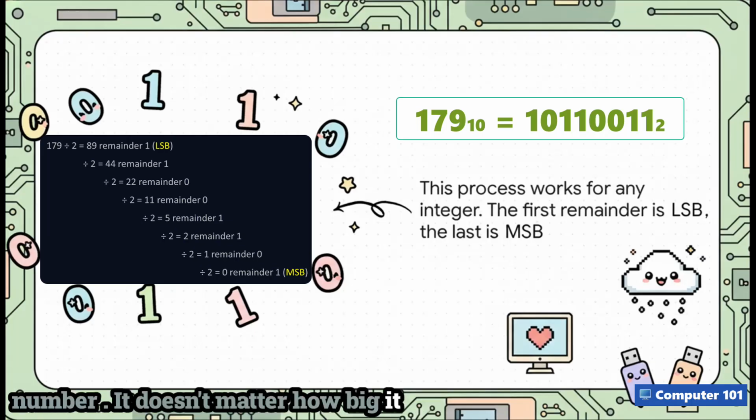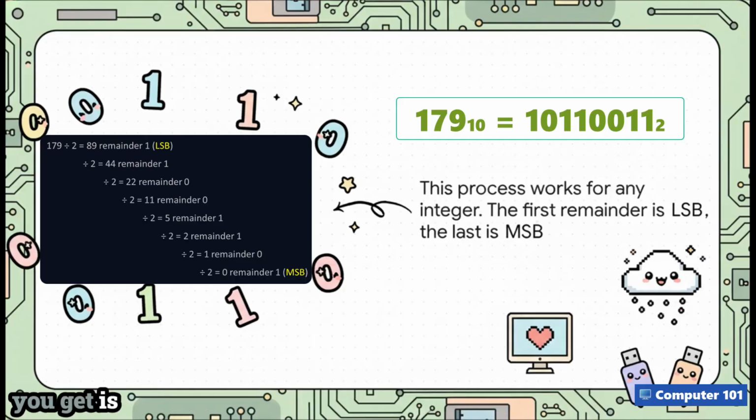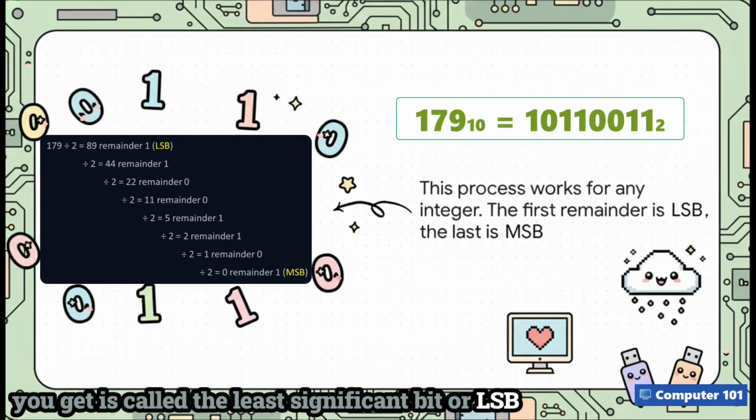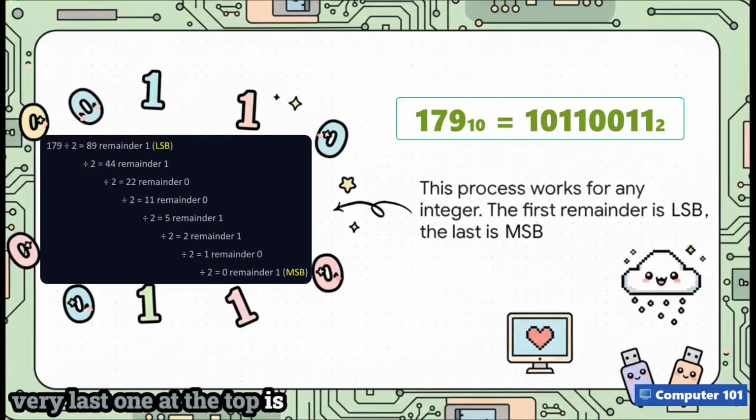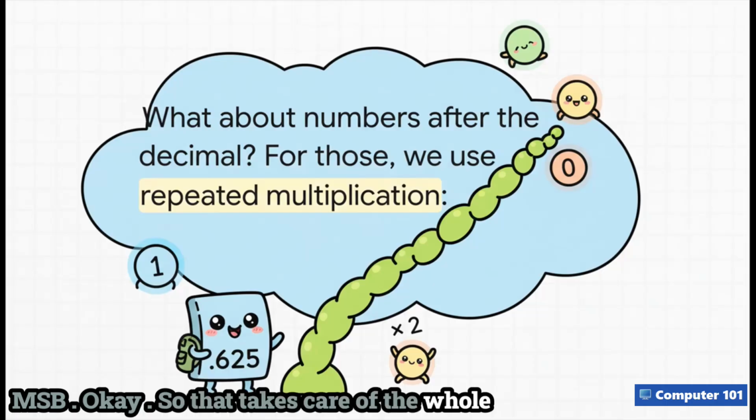It doesn't matter how big it is. Here we see it for 179. And this is a good time to introduce a couple of key terms. That first remainder you get is called the least significant bit, or LSB. And the very last one at the top is the most significant bit, or MSB. Okay, so that takes care of the whole numbers.